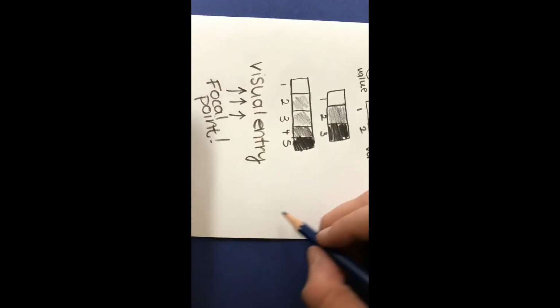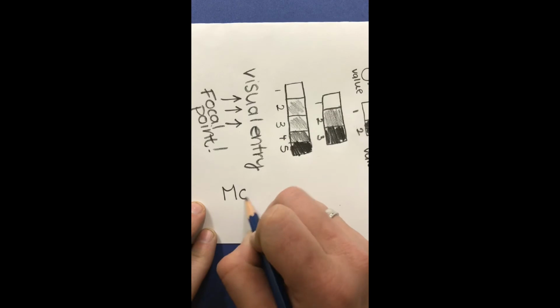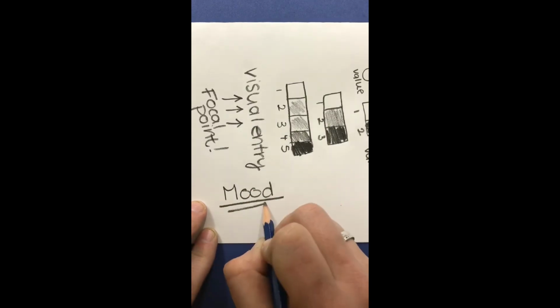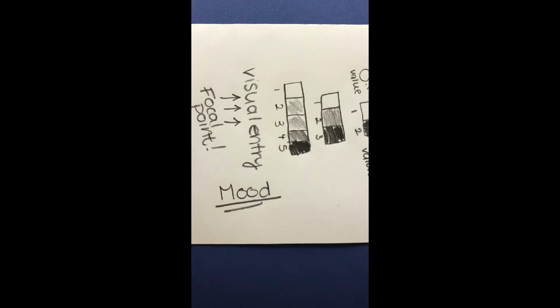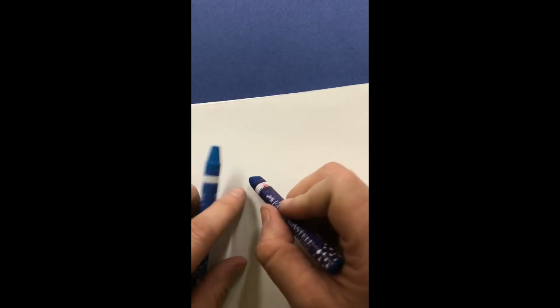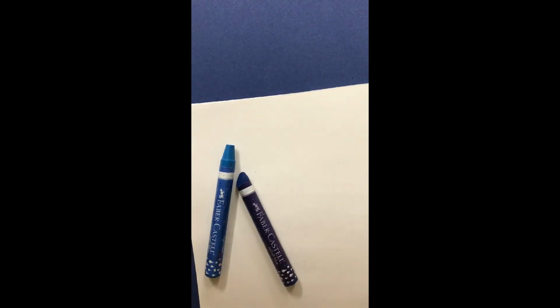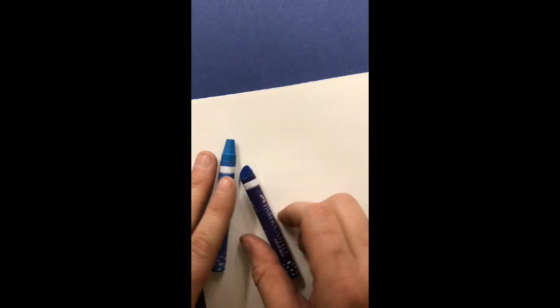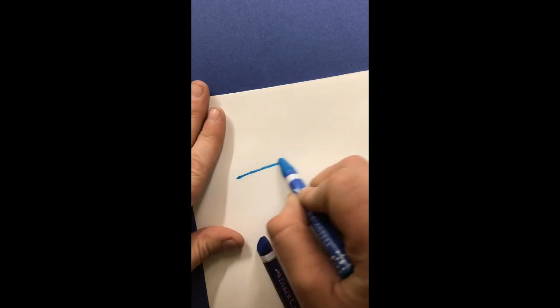We also can use value to set a mood. So if your piece is really dark, you're probably going to be a little more serious. If your piece is lighter, it might be perceived as a little more lighthearted. Okay, and the last thing that I want to show you, I got notes on the back too, is that color has value as well. So it's not just black and white. And this is why it's so important to learn value and contrast before you throw color in. Because once you throw color in, woo, it's all out the window.